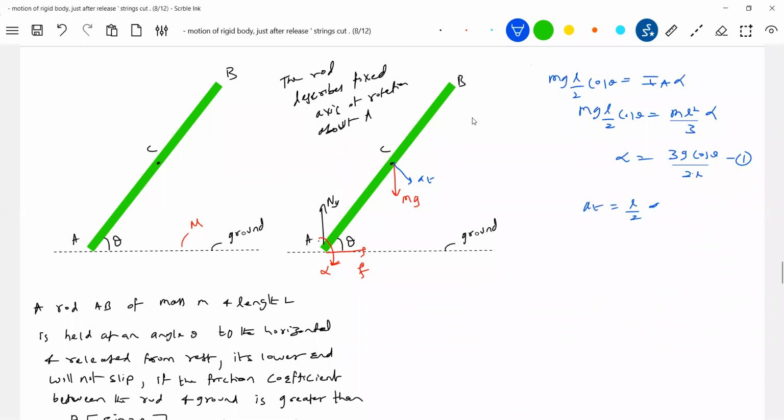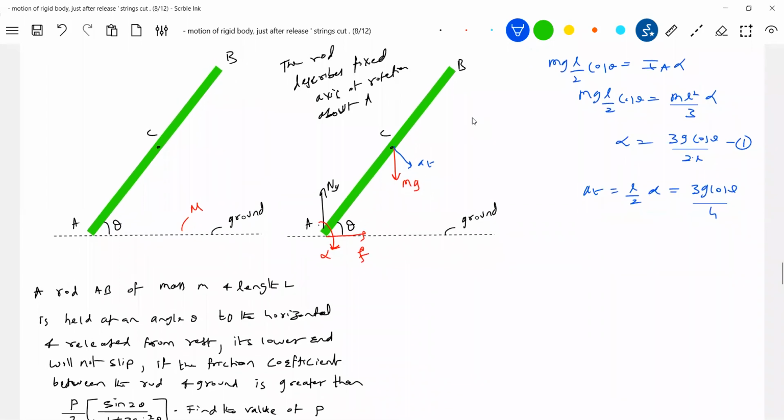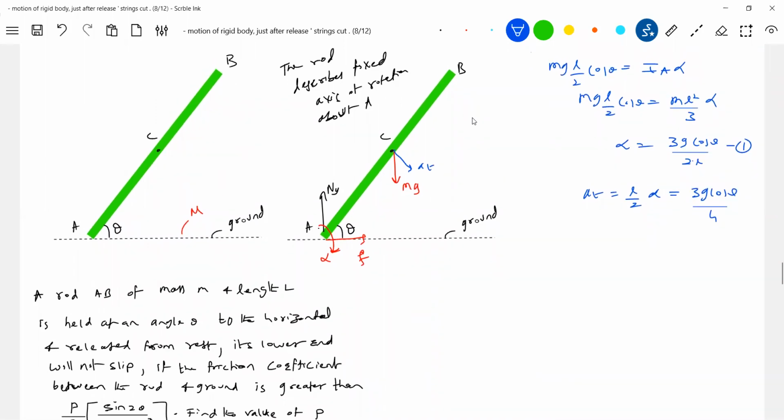AT equals L by 2 alpha. So L gets cancelled, and this will be 3g cos theta by 4. So this is the tangential acceleration. Then what's the condition? That particular mu and theta, how they are related. That was the thing, no? How mu and theta are related, that equation has to be determined.